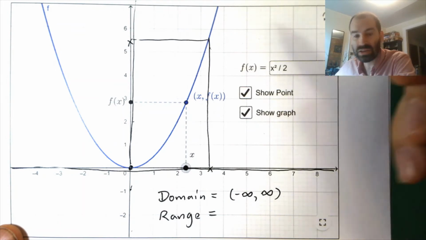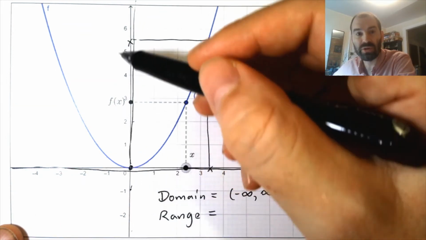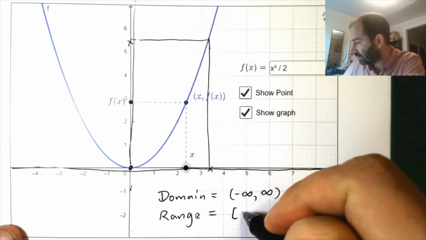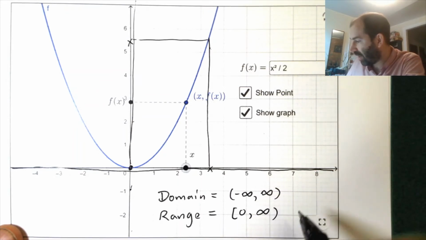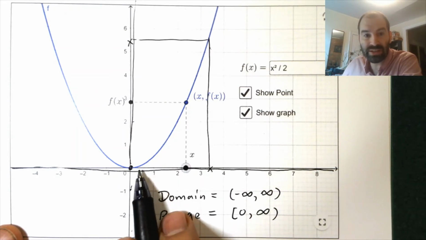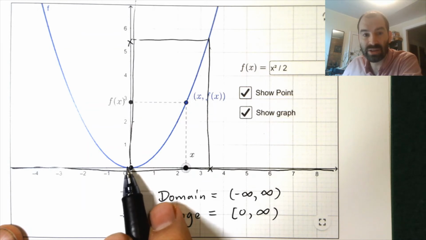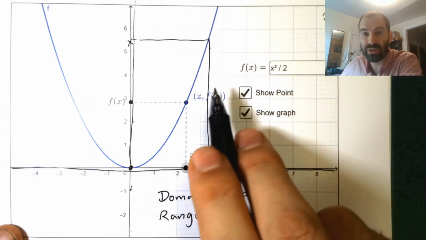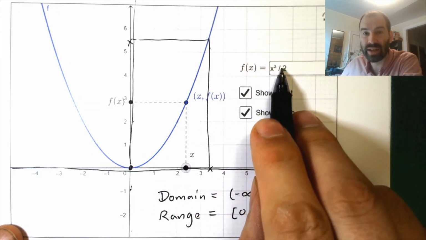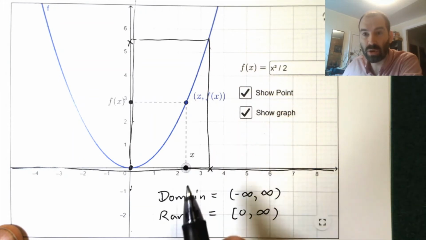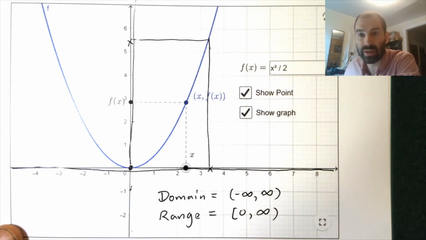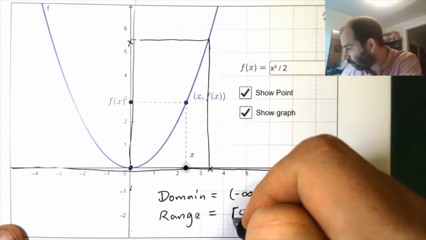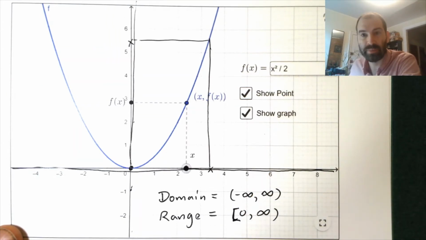So the range is the interval 0 to infinity. Note that I put a square bracket around the 0 because 0 is included, right? 0 does have an associated x value. When I plug in 0 for x, I get 0 for y. And so 0 is a valid value for y in the range. So I do include 0 here. So I use a square bracket around the 0.